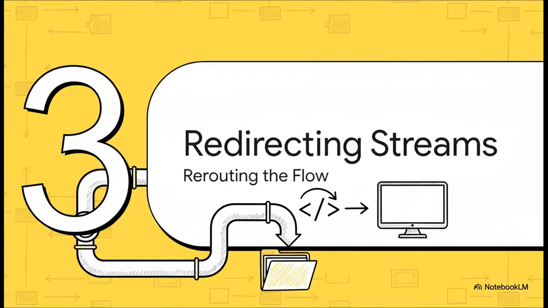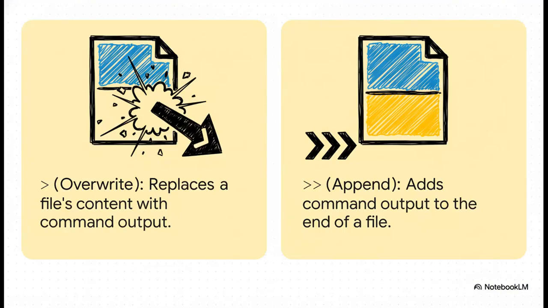Okay, so we know about these default streams. But what if we don't want the output on our screen? What if we want to save it? Well, that's where redirection comes in. We can reroute the flow. The 2 big ones you'll use all the time are the greater than signs. A single greater than sign takes the standard output and dumps it into a file. But be careful, it will completely overwrite anything that's already in that file.